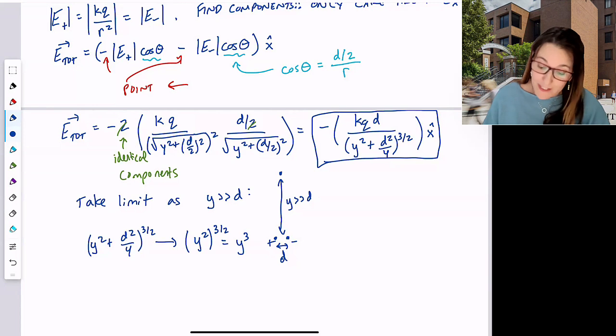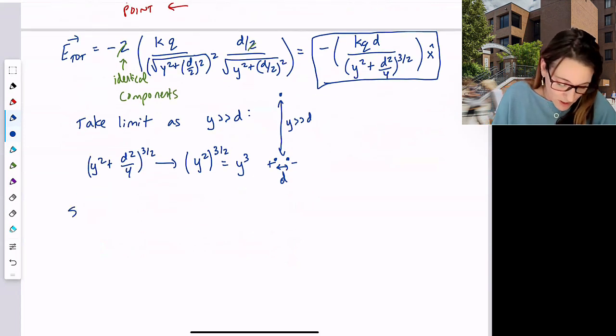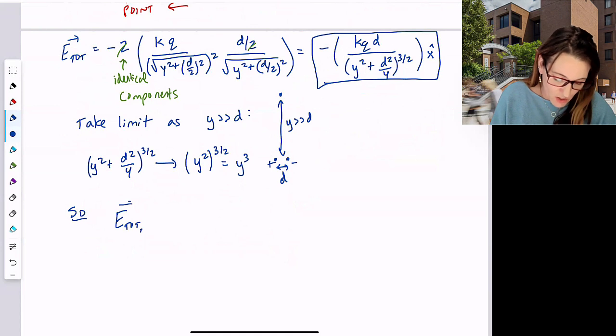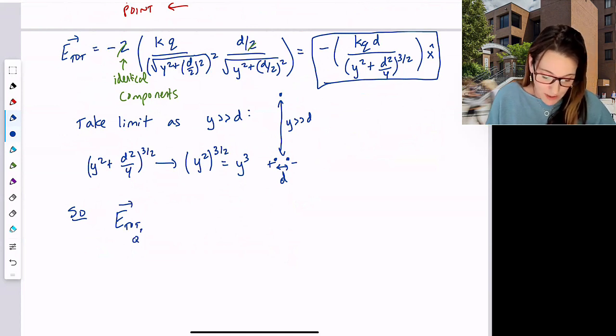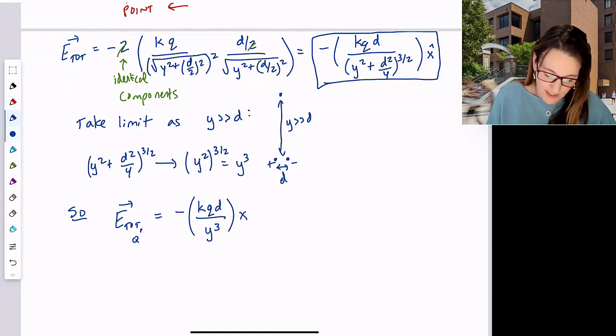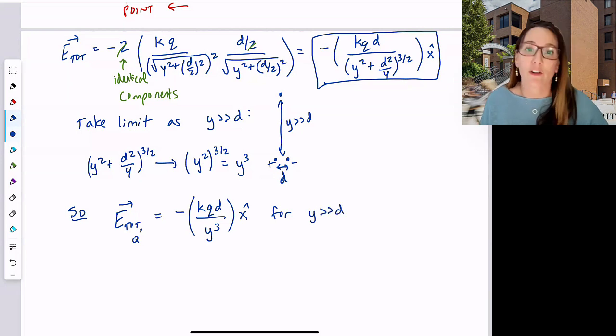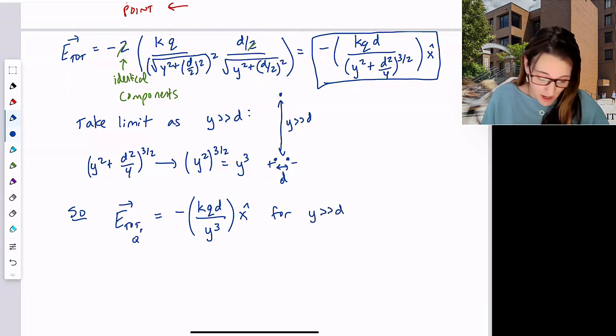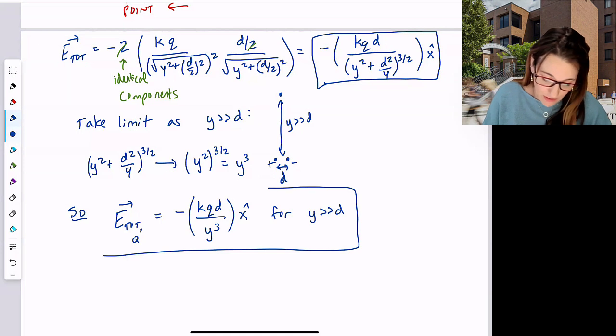So we have a similar result to what we saw before. So what we see is that E total at point Q on the perpendicular bisector is going to be equal to negative KQD over y cubed x hat for far away. So for y much greater than d. So when you're far away, but it's not quite equal to 0 yet.